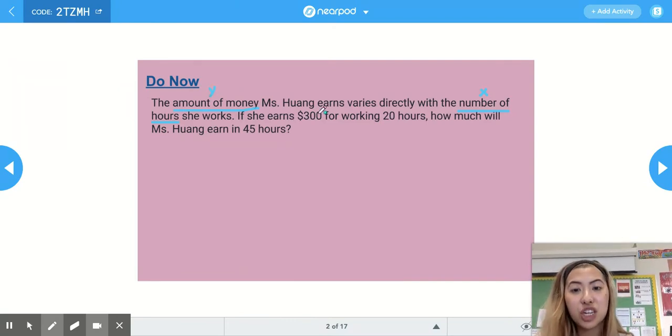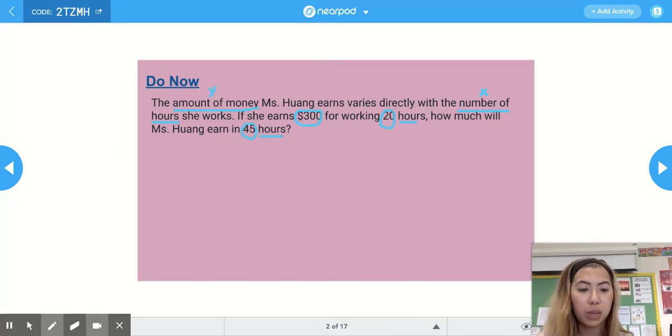And if I earn $300 for working 20 hours, how much will Ms. Huang earn in 45 hours? So there's several ways to solve this. You can make a proportion, you can divide and multiply, but I'm going to start off making the WOE chart. My W stands for words, and in this case, they're going to represent the units in the problem, which is going to be money and hours.